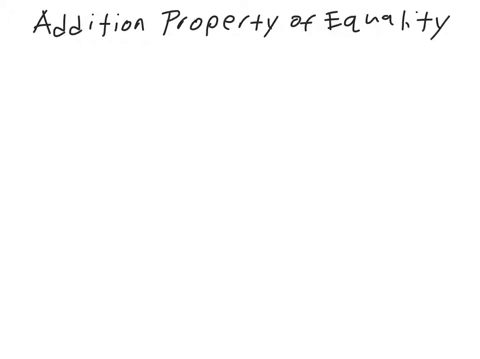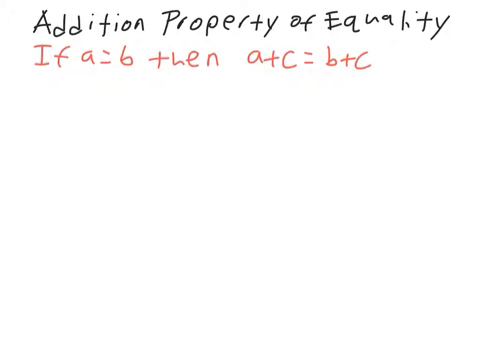Alright, 4 more properties left, and these are all going to be very similar to each other. So the addition property of equality says if A equals B, then A plus C is equal to B plus C. So that means if those two things are equal, if you add the same number on both sides of the equal sign, then those two things are still equal.